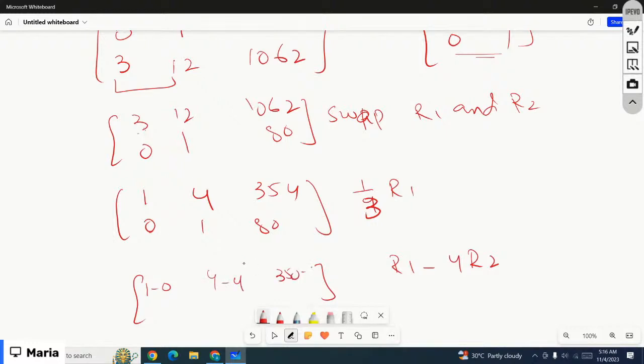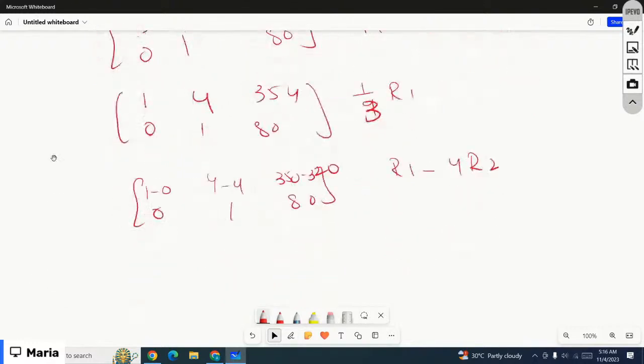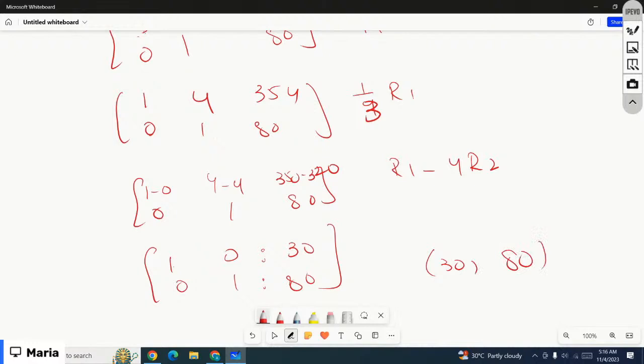And 350 minus 320, because 80 times 4 is 320, right? So here you have 0, 1 and 80. Now just solve. So you have 1 0 1, 1 minus 0 1, 4 minus 0 4, 0 1. So 350 minus 380 is 30 and 80, right? So you can see this matrix is in the form 1001, right? So that means now you have the solution 30 and 80. So that is 30 and 80 is the solution of the system.